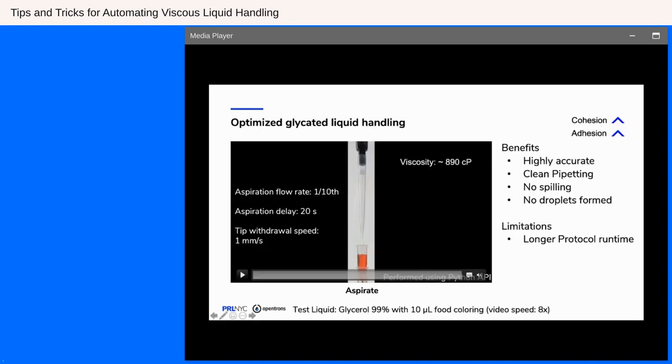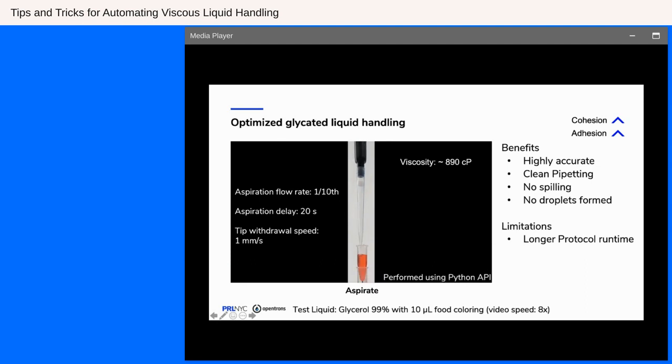And now let's take an example of how to optimize for glycerol 99%. For the first step, aspirating the liquid, I'm going to aspirate at 1/10 of the normal flow rate. After aspiration, I'm going to provide a delay of 20 seconds so that the liquid is completely aspirated inside the tip. And then I'm going to withdraw the tip at 1 millimeter per second. The viscosity of glycerol 99% is roughly 890 centipoise.